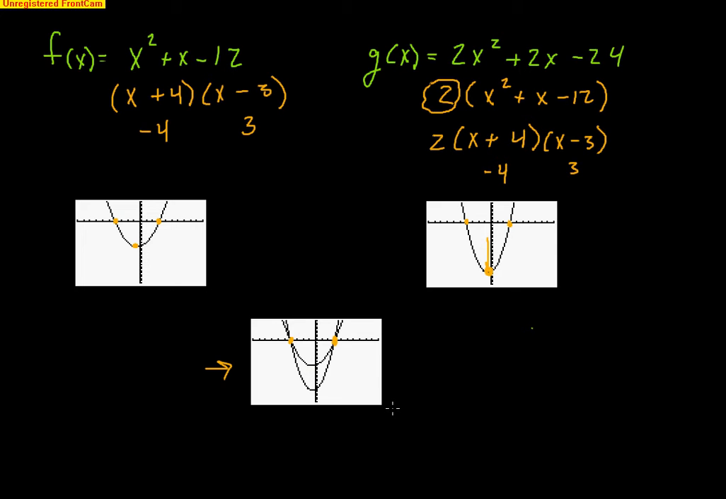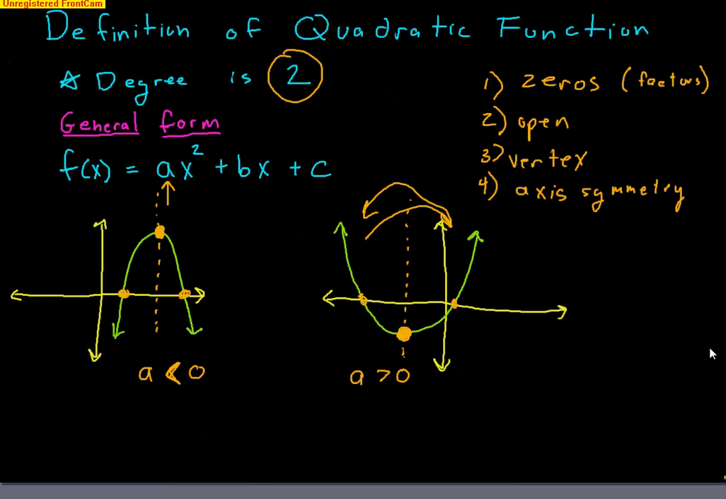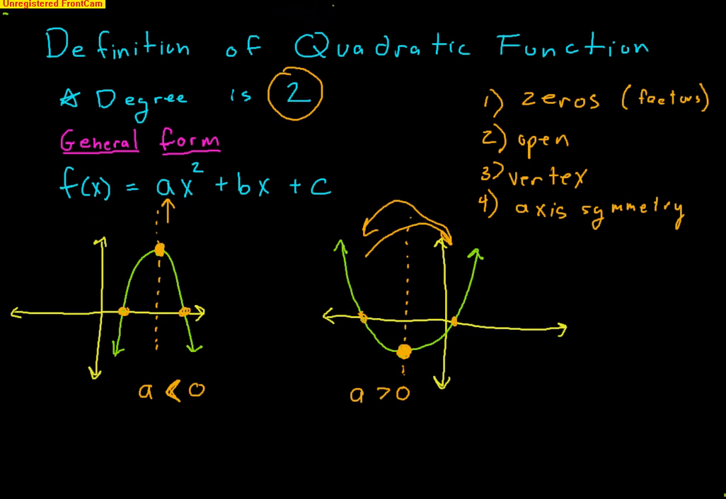I just want you to understand that you could have two quadratics, or heck, you could have two polynomials that are very similar in terms of having the same zeros, but very, very different in terms of what they look like. So please make sure you keep that in mind.